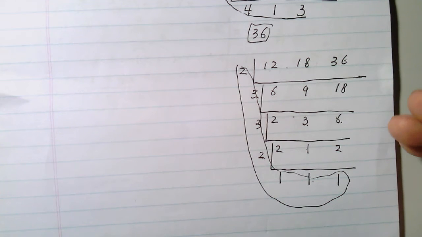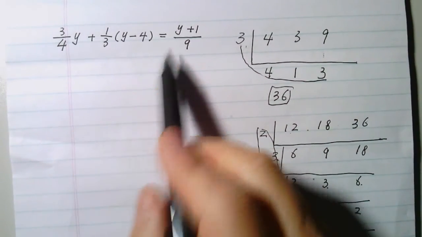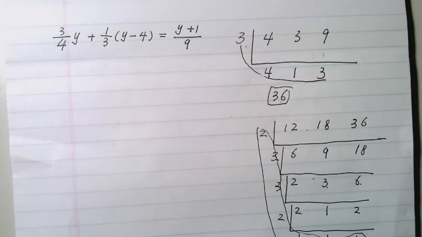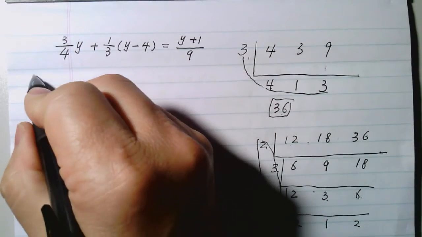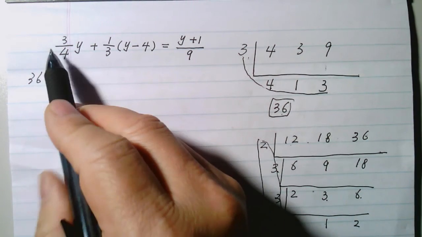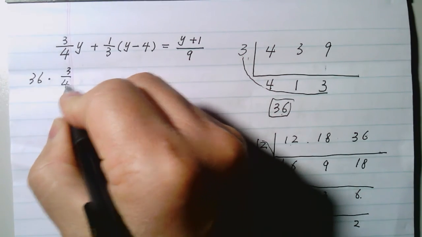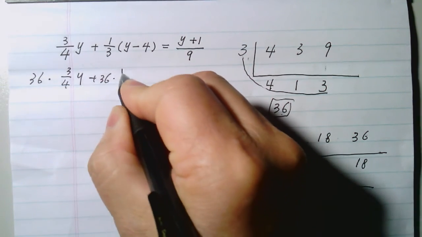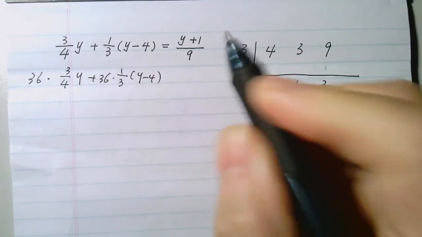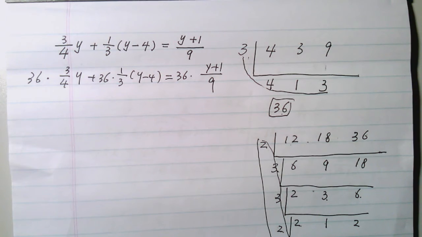That's just a way to find the least common denominator. Of course, you have some other ways to do it, for example, prime factorization. We will not talk about prime factorization. Now let's take a look at this case. Because 36 is the least common denominator, we just multiply 36 to both sides. If you want to directly multiply every term, you can. So here, 36 times 3 fourths y plus 36 times 1 third, y minus 4, equal to 36 times y plus 1 divided by 9. You can do this here.